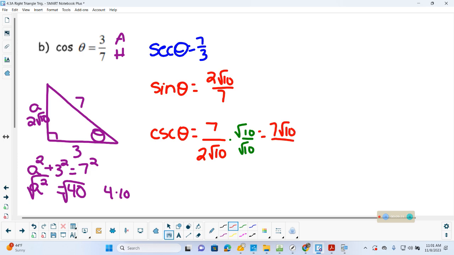What's your denominator? 20. Square root of 10 times square root of 10 is 10, 10 times 2. And I always double check, like 7 over 20. Can't reduce, and it can't, so I'm going to leave it. Okay, all right, here we go.